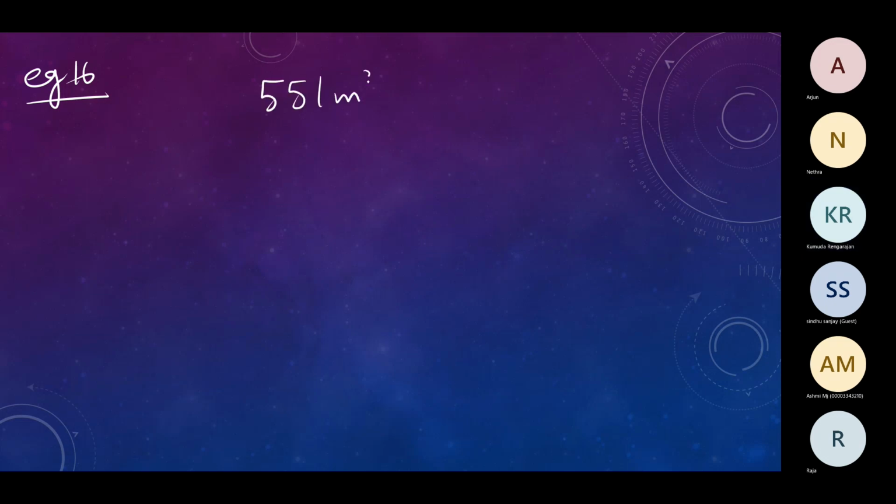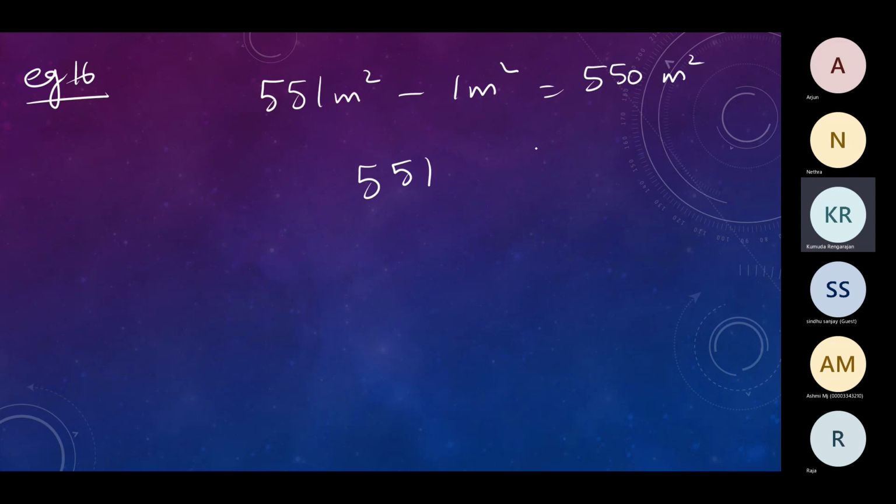551 meters square. Now, is all the 551 meters square used up to make the cone? No. 1 meter square is wasted. So how much is actually present in the tent? Only 550 meters square. The total area of the cloth she has is 551, but all this 551 is not in the tent now, because while making the tent, 1 meter square of cloth was wasted. So 551 minus 1, 550 meters square, this area of the cloth is now in the tent.